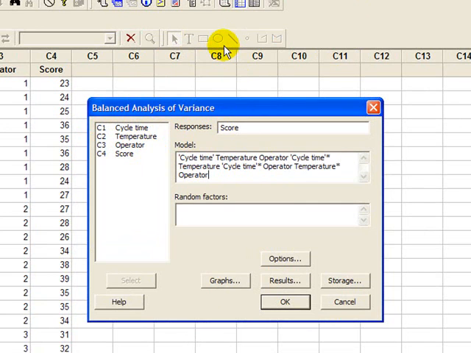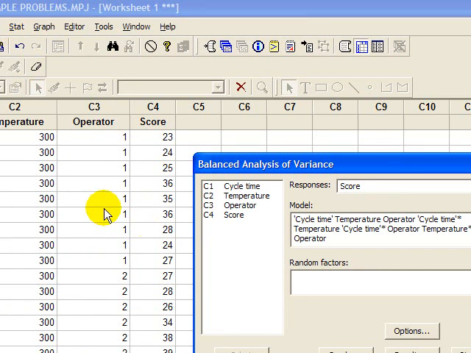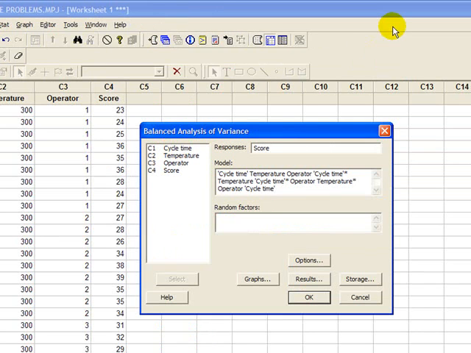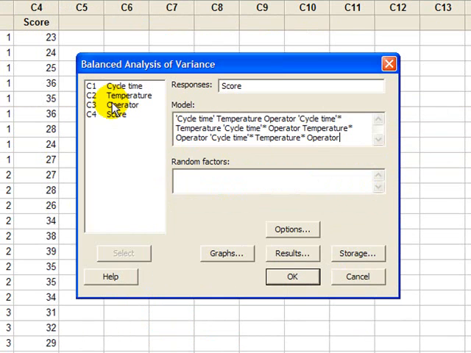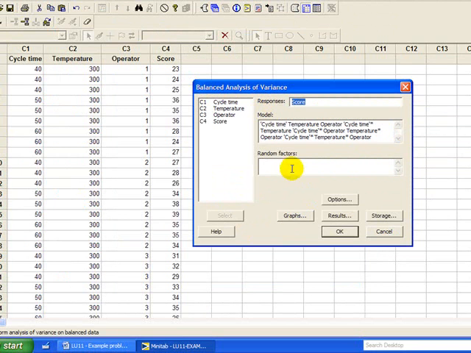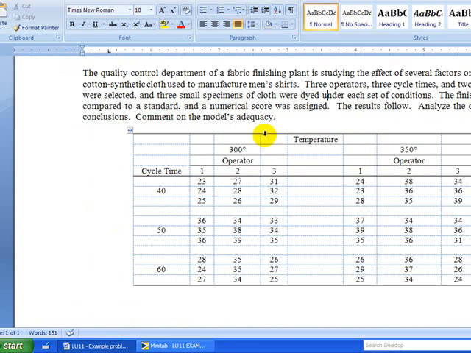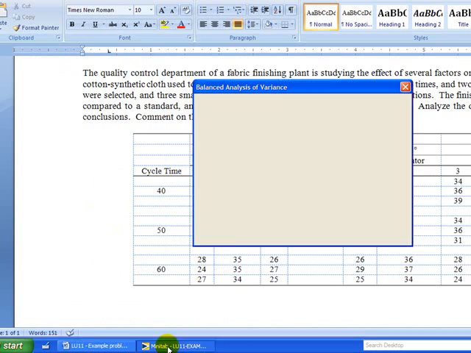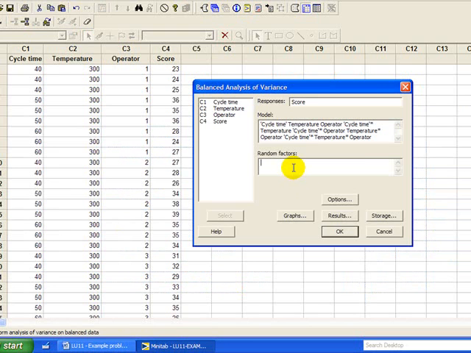And finally, there can be a three-way interaction between cycle time, temperature and operator. So to include that, I'm going to select cycle time star temperature star operator, right? Now, we have defined our model here. We also selected our response variable, and we know that there are no random variables given in our problem, so we don't need to enter anything here, right?